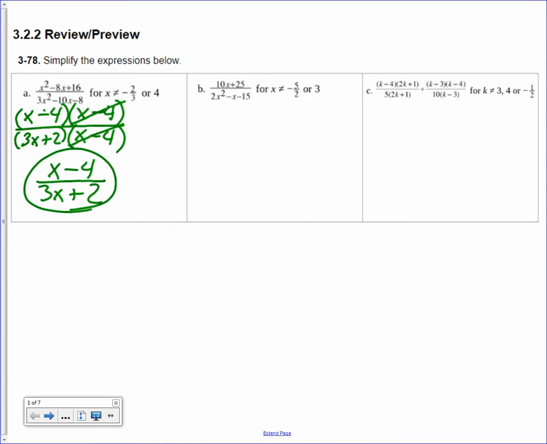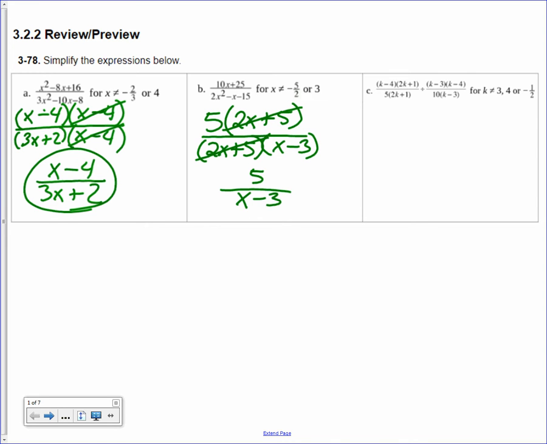For B, the top I factored out a 5. So I ended up with 2x plus 5. And then in the bottom, I factored it to 2x plus 5 and x minus 3. So the 2x plus 5s both canceled. So my answer was 5 over x minus 3.